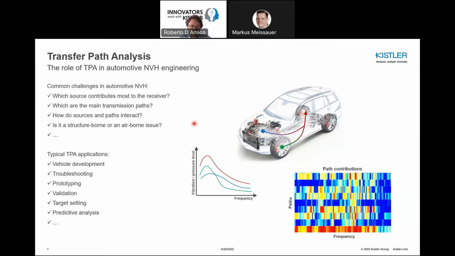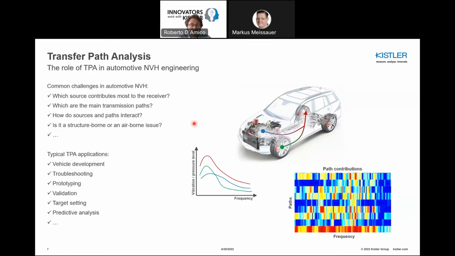I mean, there are many of them. I'm pretty sure you have many more than this. And the reason why transfer path analysis is becoming increasingly common is because it can address a wide range of application areas. For example, in vehicle development, troubleshooting, prototyping, validation, target setting, but also more and more predictive analysis. Because of course, we will see it in a minute, there are some TPA formulations which exactly allow you to do that, so to predict how your system will behave under certain source and path conditions.